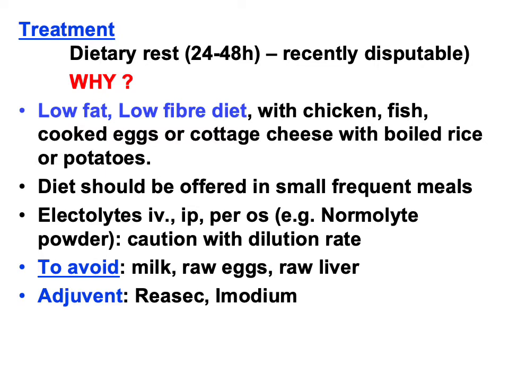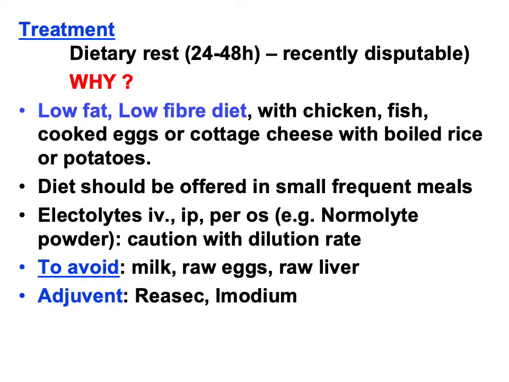Every time in the following I will give 2 characteristics of the diet. In this case, low fat, low fiber diet, and after that you can find the producer and the trademark on the market. You have to find a low fat, low fiber diet. It can be made from chicken, fish, meat. We can use in a homemade diet cooked egg or cottage cheese with boiled rice or boiled potatoes. The diet should be offered in small, frequent meals.